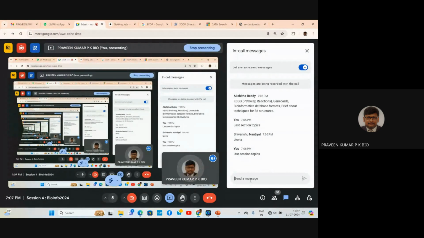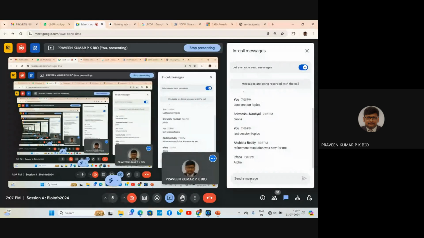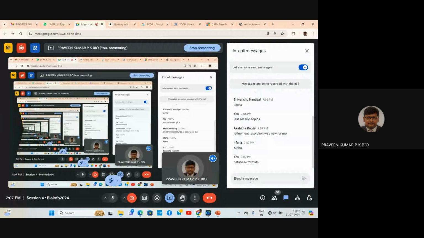I have explained data file formats, isn't it? I explained how the FASTA format looks, how the GenPept format looks, and can you tell me what the other database formats are, other than FASTA and GenPept or GenBank? Good. So we also defined something about refinement resolution for a 3D structure. Very good. Once again from Akshita.